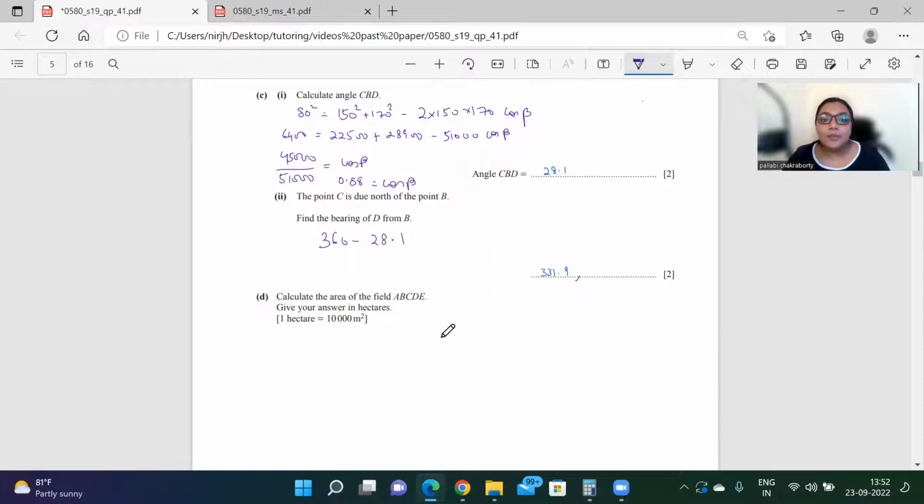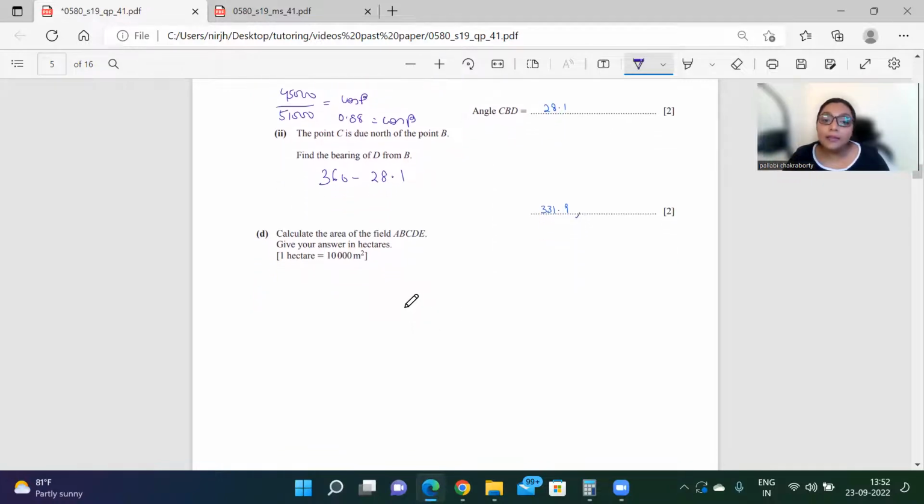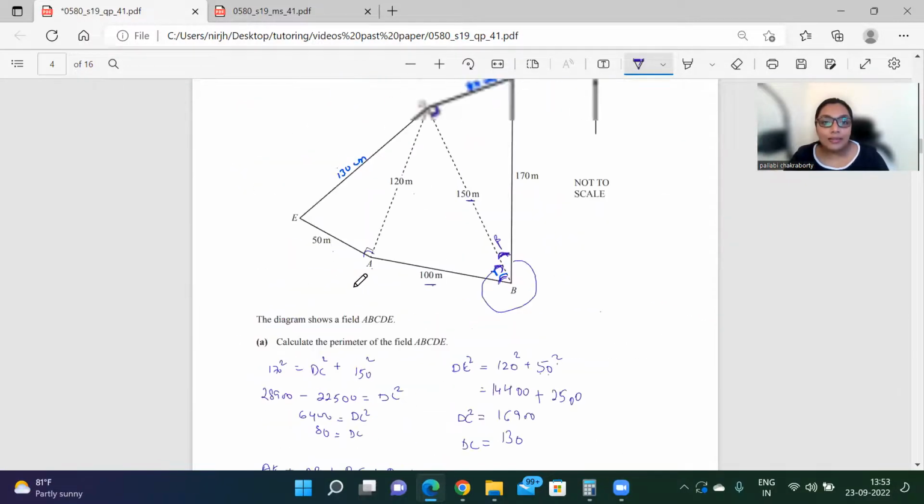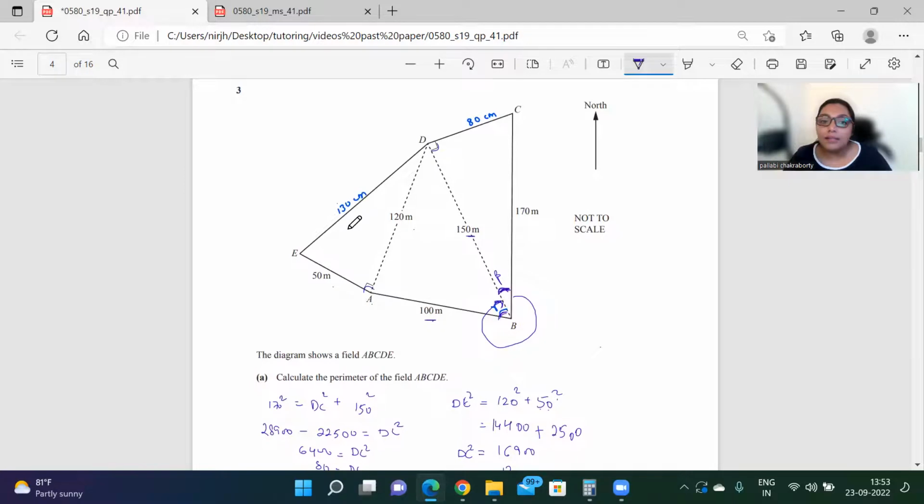Next part. Now it says to calculate the area of the field ABCDE, and you have to give the answer in hectares. So now let's talk about the area. The area essentially consists of 1, 2, and 3 triangles. Yes, I know all of you must be thinking how to find the area of this triangle, right? We have a rule for that as well. We'll come to that. But let's first find out the areas of these 2 triangles.